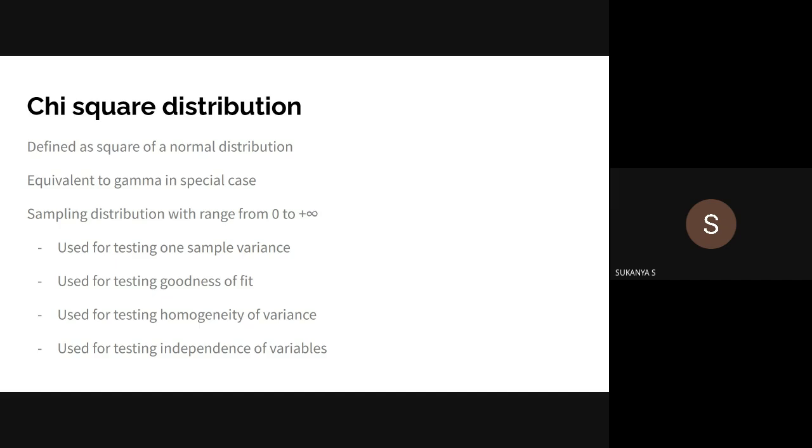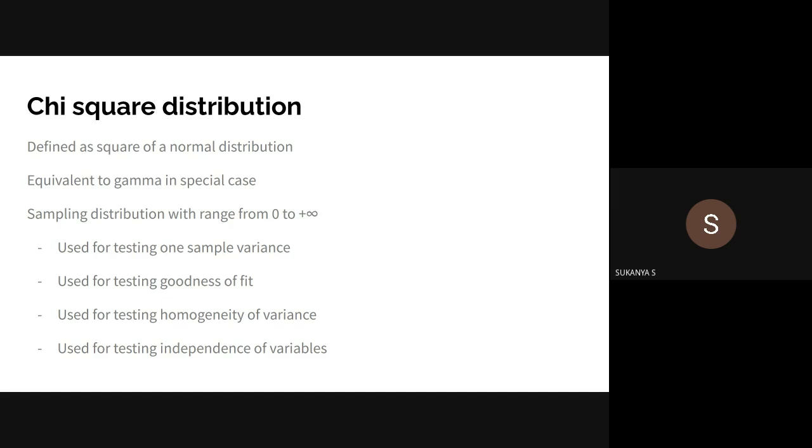Now the chi-square, even though there is a distribution named after chi-square, we use it to test a variety of things. Even though testing sample variance is one of the most important tests and is considered a parametric test, you could also check for homogeneity of variance or goodness of fit test. Okay, what they are, I'll tell you.